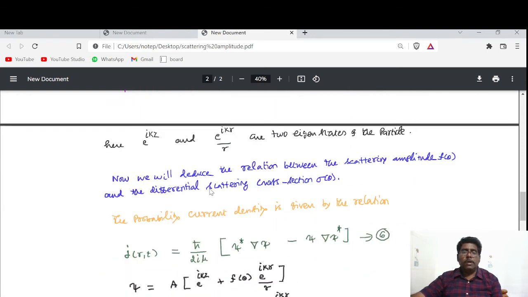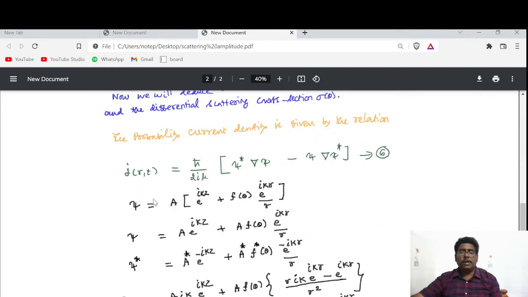Now we have to arrive at the relation between differential scattering cross section and scattering amplitude. For that, take our probability current density equation. We arrived at this equation 6 from our continuity equation. J of r comma t equal to h cross divided by 2 i mu into psi star grad psi minus psi into grad psi star is the equation representing the probability current density. We know the value of psi equal to A e power ikz plus f of theta e power ikr by r. This is our psi.